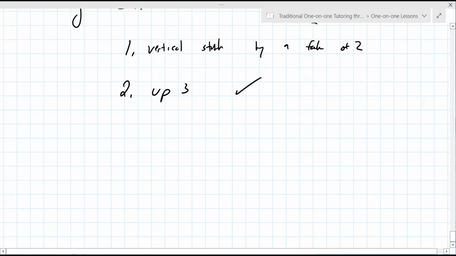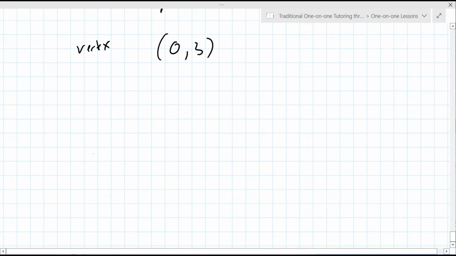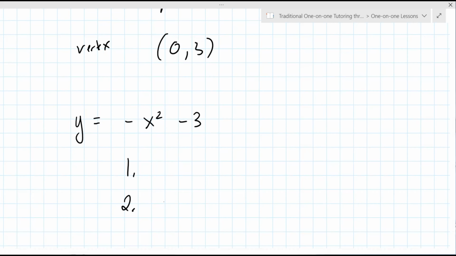So the vertex would be 0 and 3. Yeah, exactly. Perfect. It would be vertical and then it would stretch by 2. Yes. Okay, I got it. So let's look at another one here. This also has 2 transformations. Can you tell? So first one obviously it goes down 3.